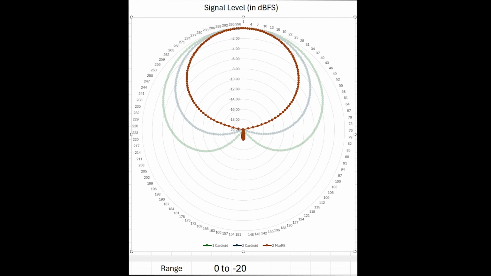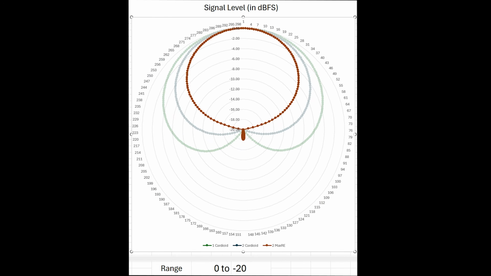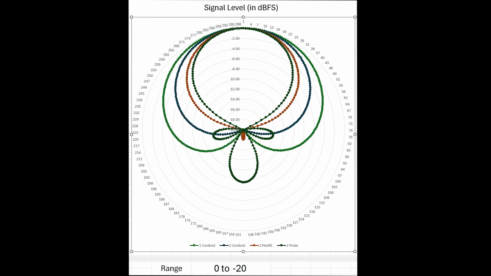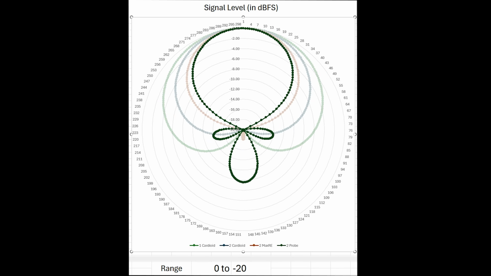You can see that it's much narrower than the cardioid, and very narrow in comparison to the cardioid of the first order, but you have a tiny blob behind. It's not that big, or is it? We'll talk about that later. And then you have the probe algorithm, which is really narrow, but then you have a blob in the back and some blobs in the sides.